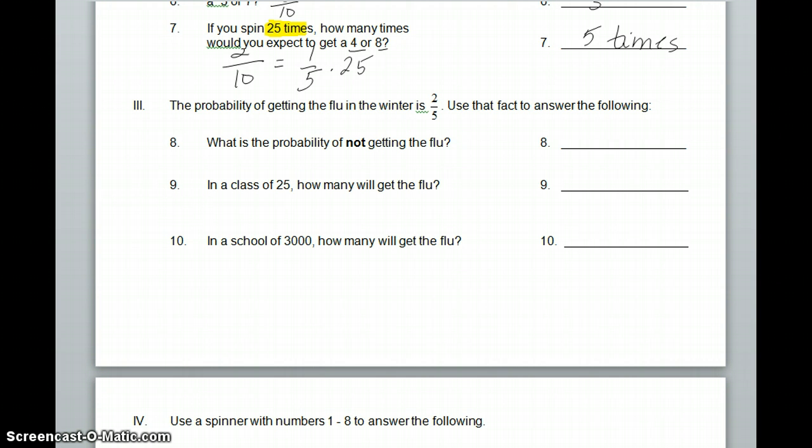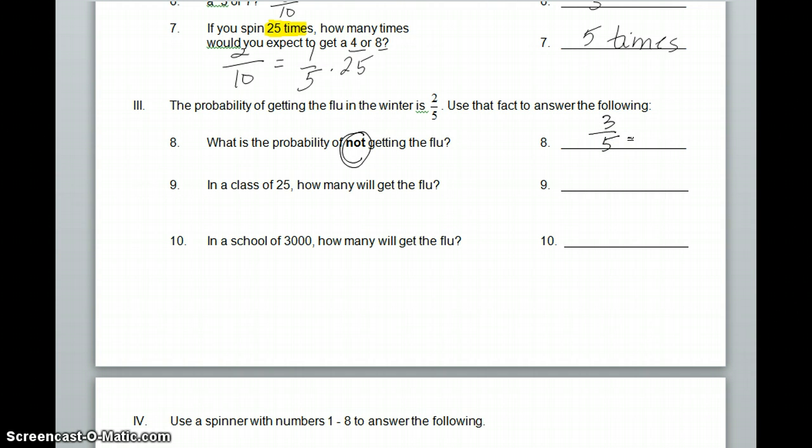It says the probability of getting the flu in the winter is 2 out of 5. So that means in this classroom right now, if there's 20 people, then every 5 of you, 2 of you will get the flu. So think about how many people that would be. Okay? So use that fact to answer the following. What's the probability of not getting the flu? So if there's 5 of you in front of you, 2 of you get the flu, what is the probability of the number of you that won't get the flu? Good. 3 out of 5.